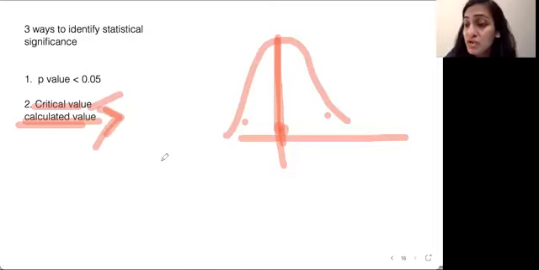But the question here is not about the p. The question here is about the critical value. The critical value is 1.45. What is the calculated value in this? They're telling you the statistical test result is 1.85. So the calculated value is 1.85 and the critical value is 1.45. Is the calculated value greater than the critical value? Yes, it is greater than the critical value.